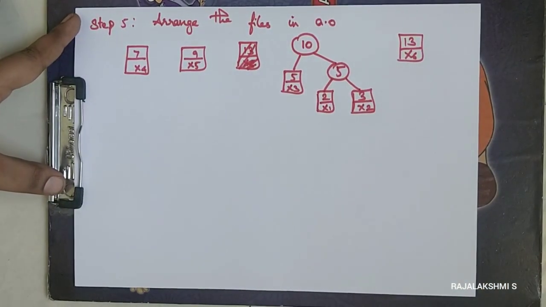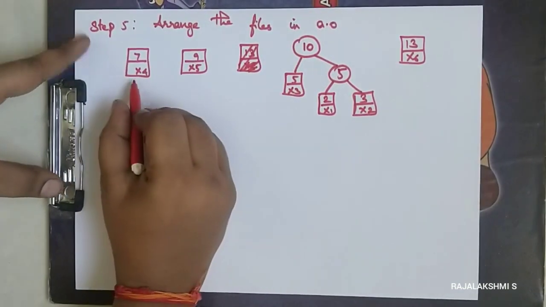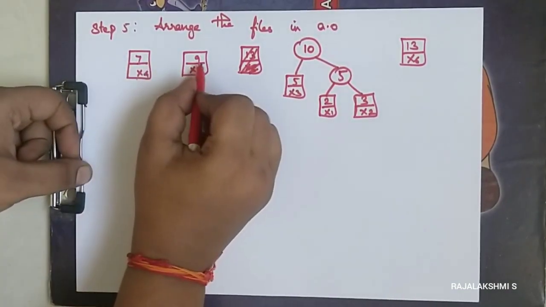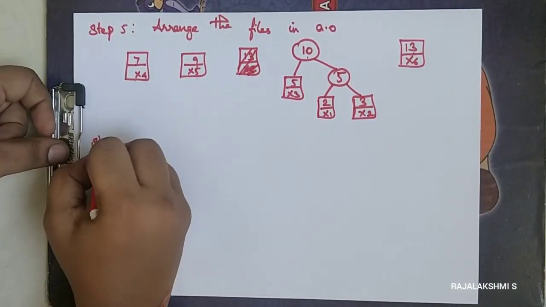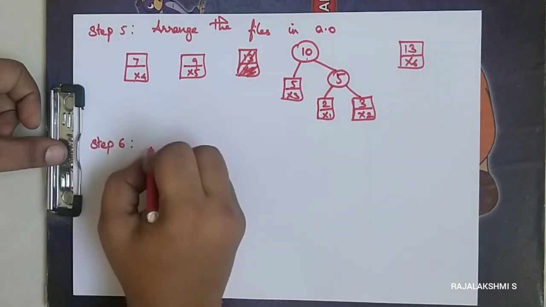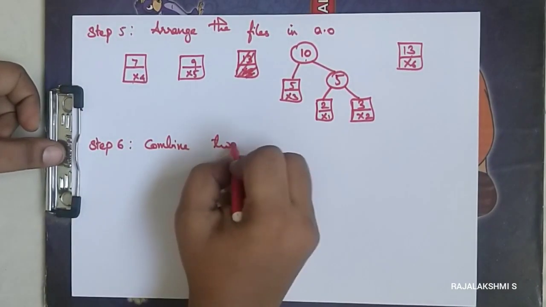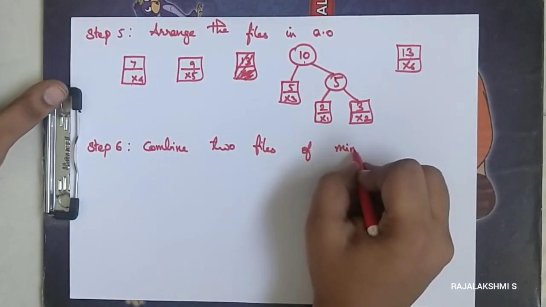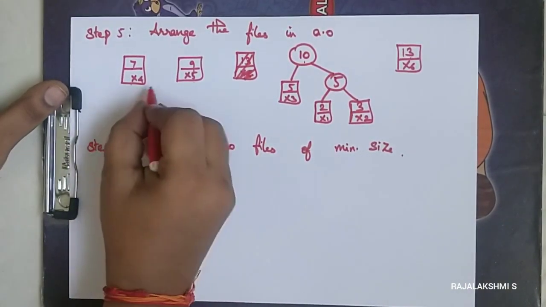Okay, so now after arranging this, we have to combine two files of minimum size. So these two files are having minimum size because the size is 7 here, 9, and here 10, here it is 13. So we have to combine these two files. So step 6, combine two files of minimum size. So we will combine x4 and x5.